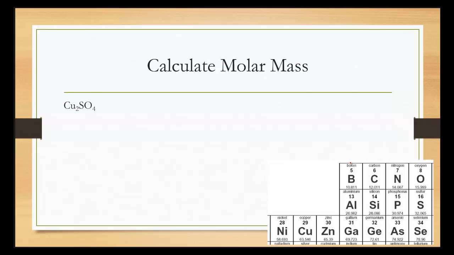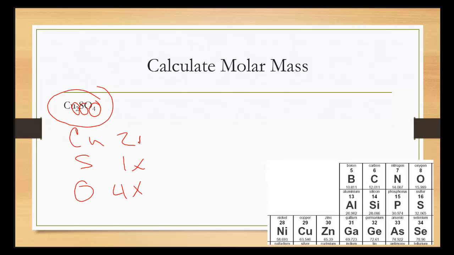Alright, so let's go through this process again. We have copper, sulfur, and oxygen. We have 2 coppers, 1 sulfur because there's an invisible 1 there, and 4 oxygens. From here, you're going to look on the periodic table. Copper is 63.546. Sulfur is right here, 32.1. And then oxygen is 16.0.